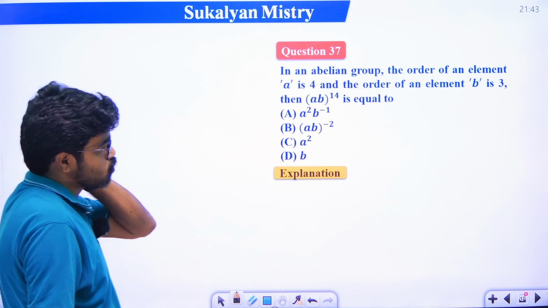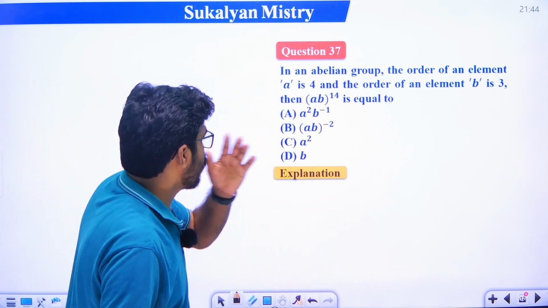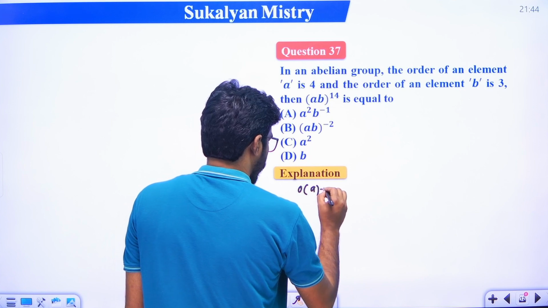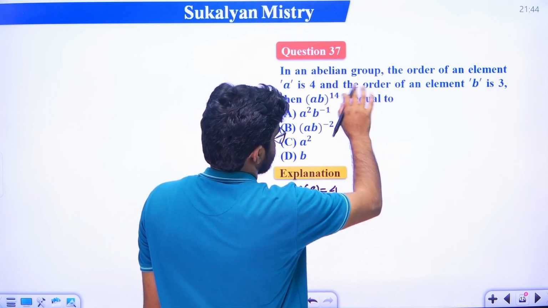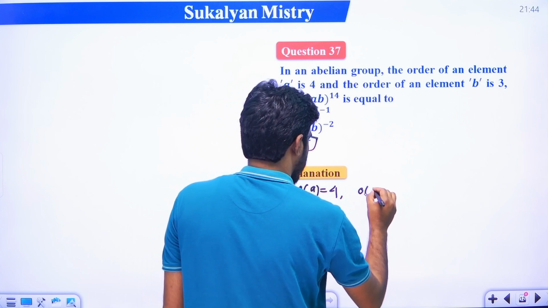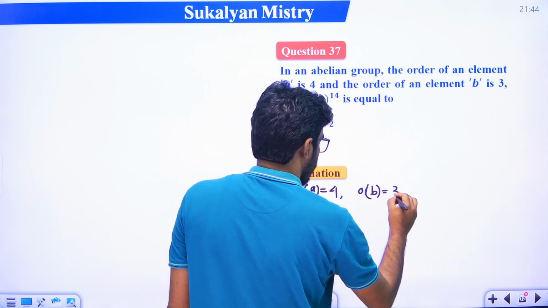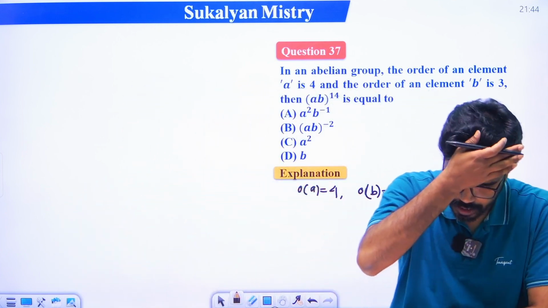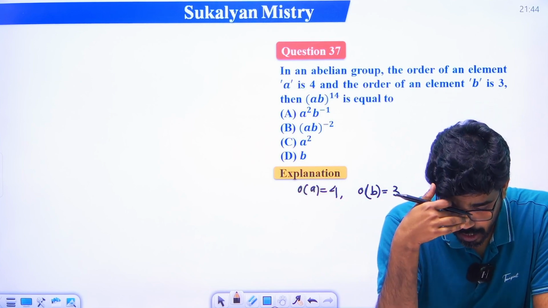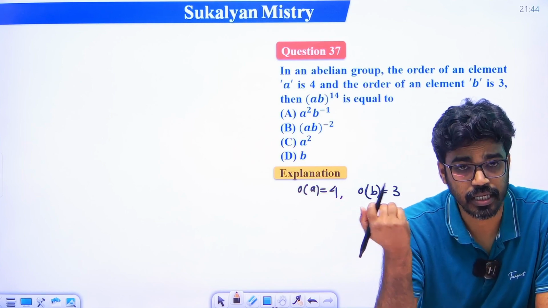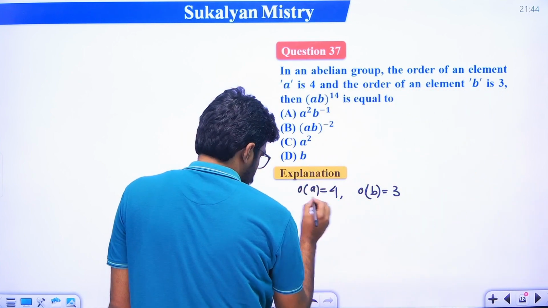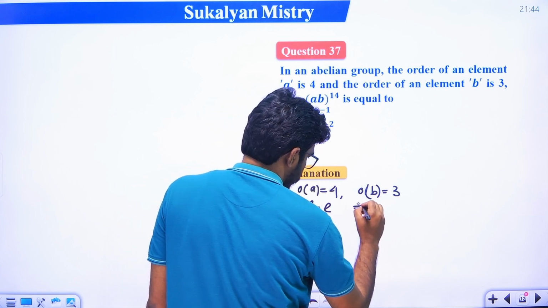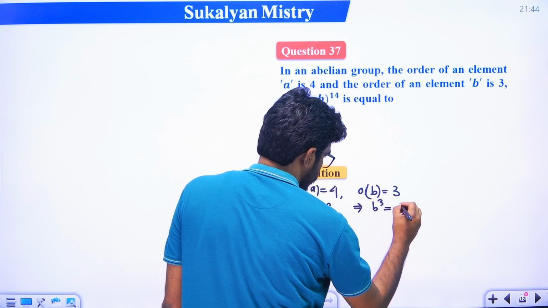In an abelian group, that is, the group is commutative, the order of an element A is 4. So what is given here? The order of A is 4 and the order of an element B is 3. We have to calculate AB to the power 14. So the order of A is 4, that means A to the power 4 is E. The order of B is 3, that means B cube is E.